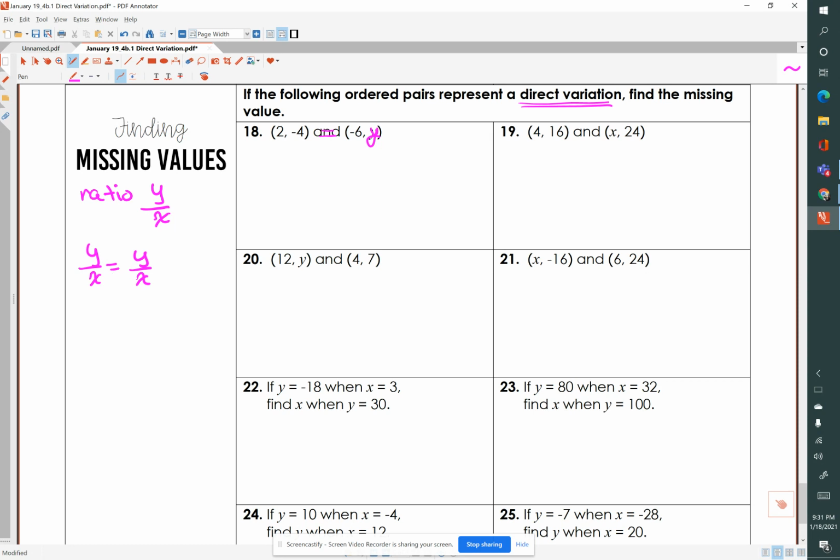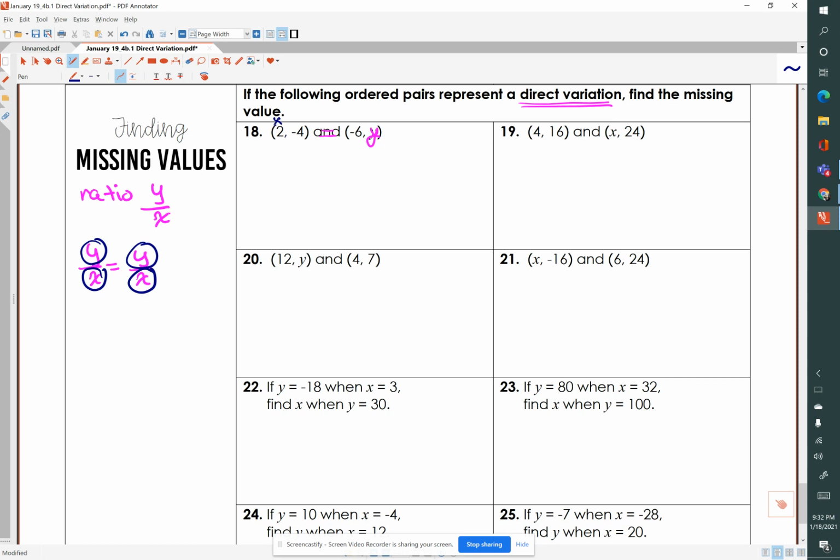But one of these will be missing. So either the first y, the second y, the first x, or the second x will be missing. All we need to do is set up a ratio of the 2 points and solve for the missing point. In most cases, we can just multiply, or in some cases, we'll need to use the distributive property. I don't think any of these are that hard, but let's set it up.